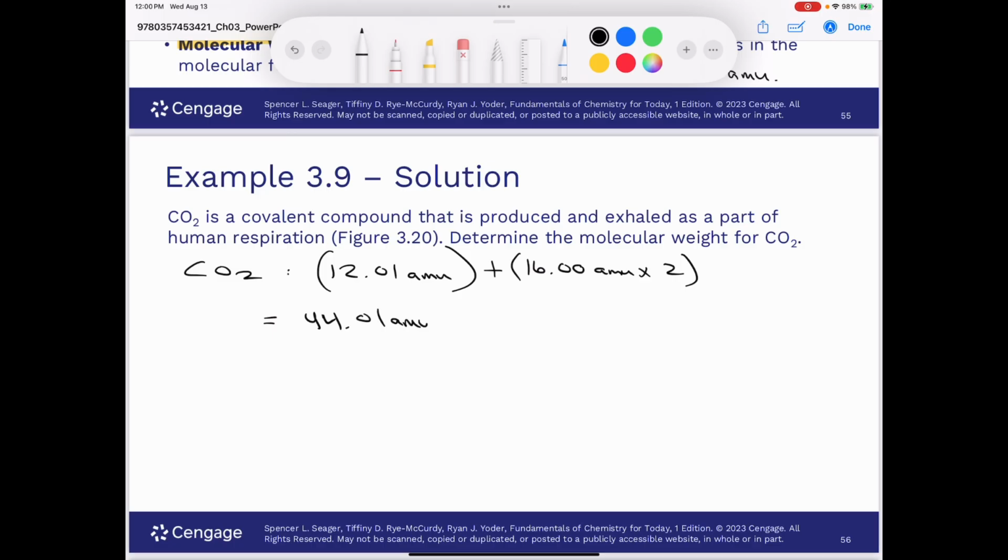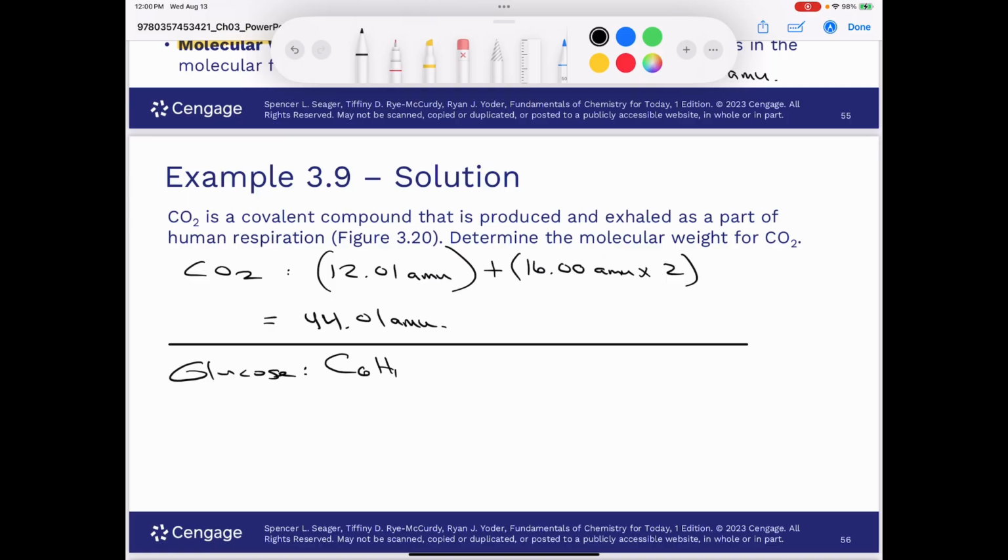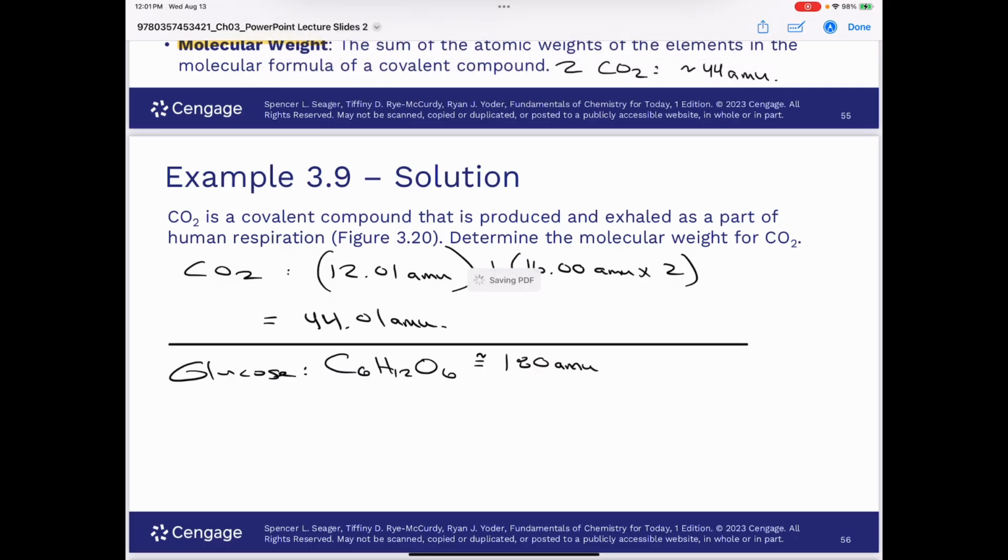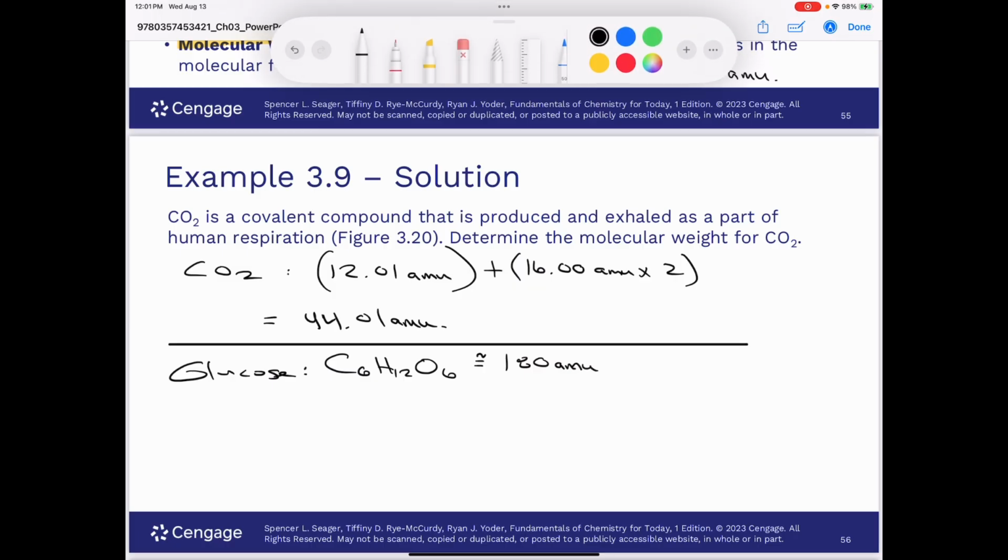44.01 AMU. But another one you could try on your own would be glucose. So glucose has a formula that's C6H12O6. So you've got 6 carbons, 12 hydrogens, and 6 oxygens. You tally that all up, and it should be close to 180 AMU. So you could practice that one on your own time, right? 12 times 6 plus 12 plus 16 times 6.